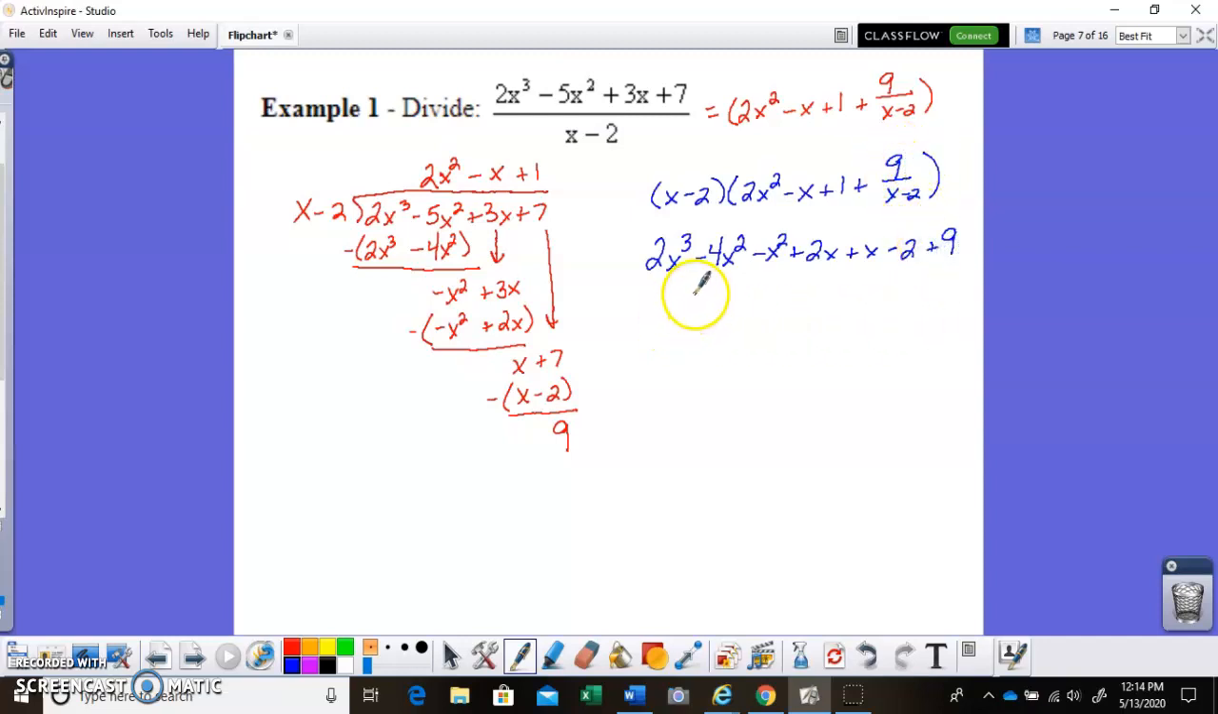So let's go ahead and simplify, combining like terms. We've got 2x cubed minus 5x squared plus 2x and x, 3x. And negative 2 and 9 is plus 7. And sure enough, that is the numerator, so we know we did the division right. So there is our answer to the question. Okay, again, if you're still writing, remember you can pause the video, but I'm going to move to the next example.